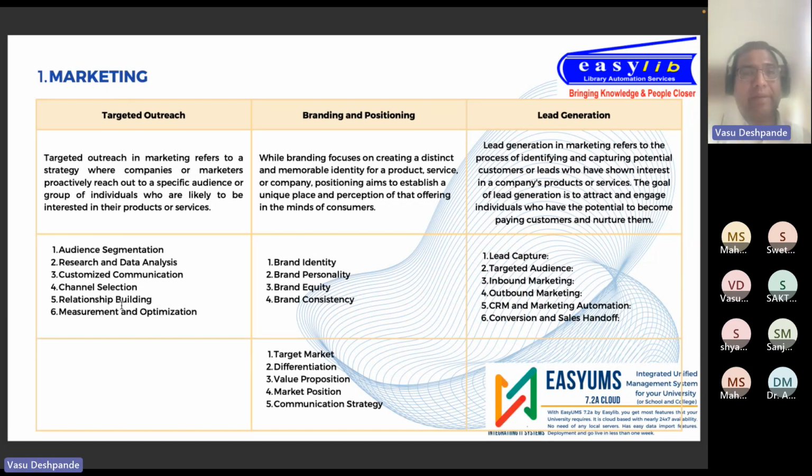The second activity, intermingled with it, is branding and positioning, right? So what is branding about? It focuses on creating a distinct and memorable identity. That is called branding, whereas positioning is related to establishing a distinct place, right? For example, if you see this logo here, this is an Apple logo. So any product of Apple will have the Apple logo on it, right?